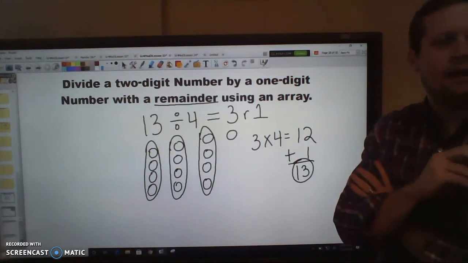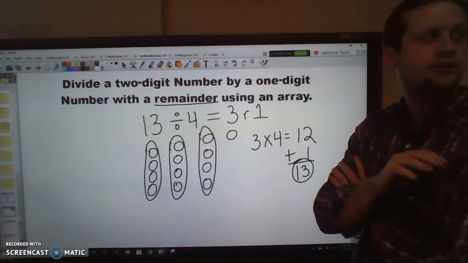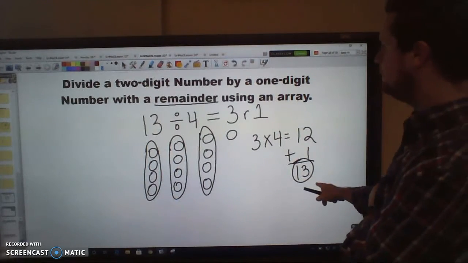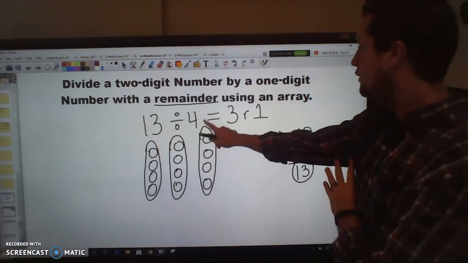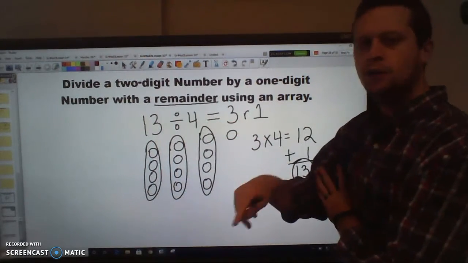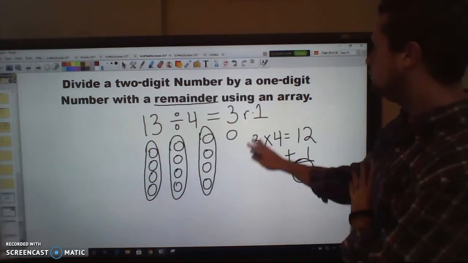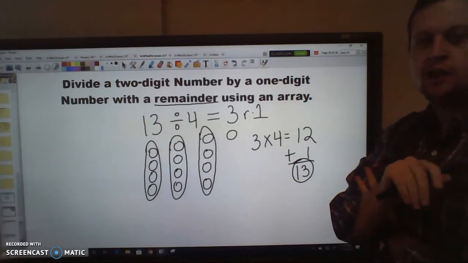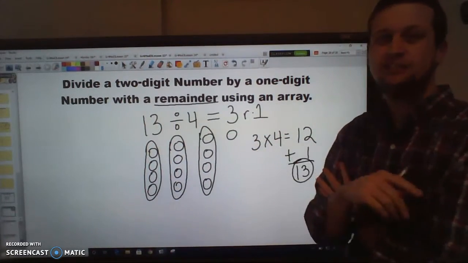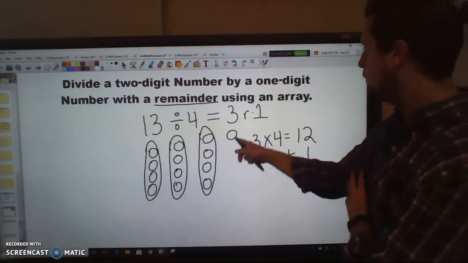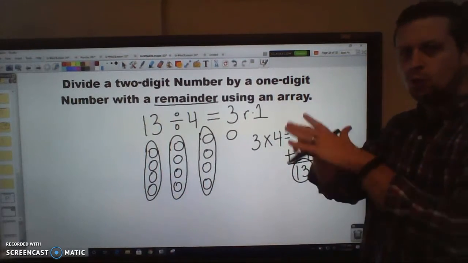That is the total amount of students that we had in the gym at that point. We had a total of 13 students. They were put into groups of 4. So that means you can make 3 groups of 4 with 1 left over. All right? Remainders are very important to realize, okay? We would need a total of 16 students to make another full group of 4. But we don't have that. All right? So that's what we're going to be working on today.